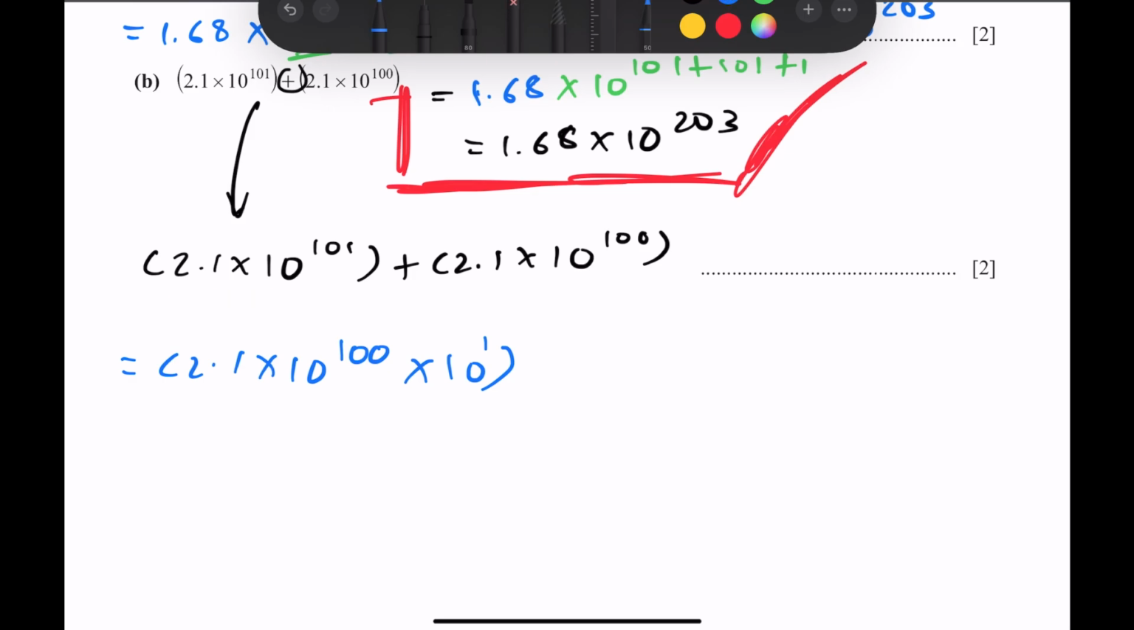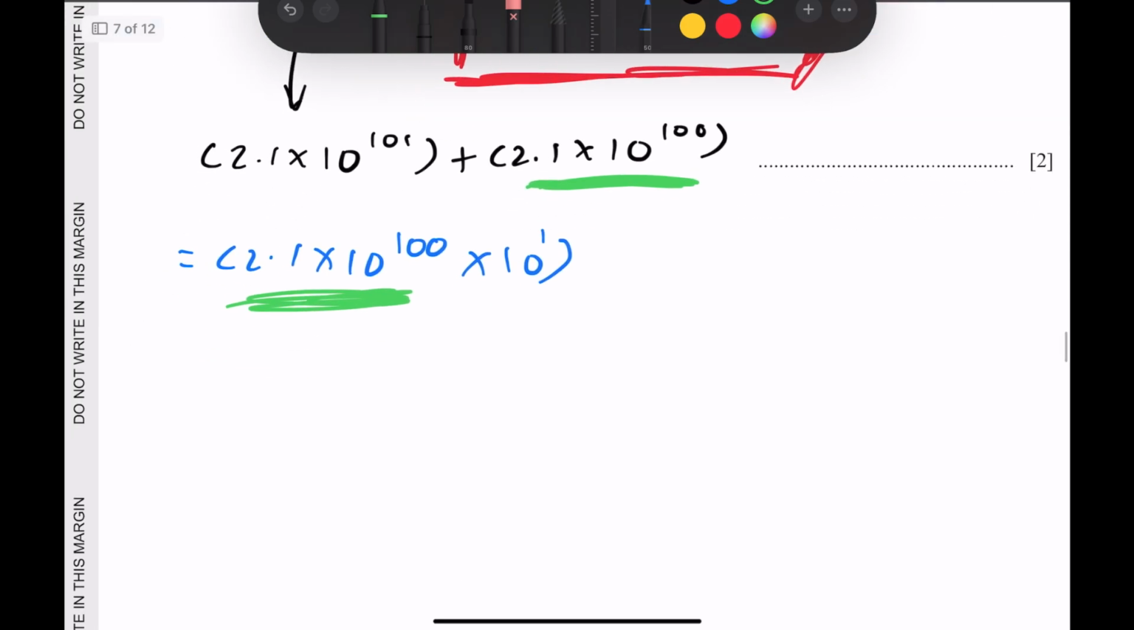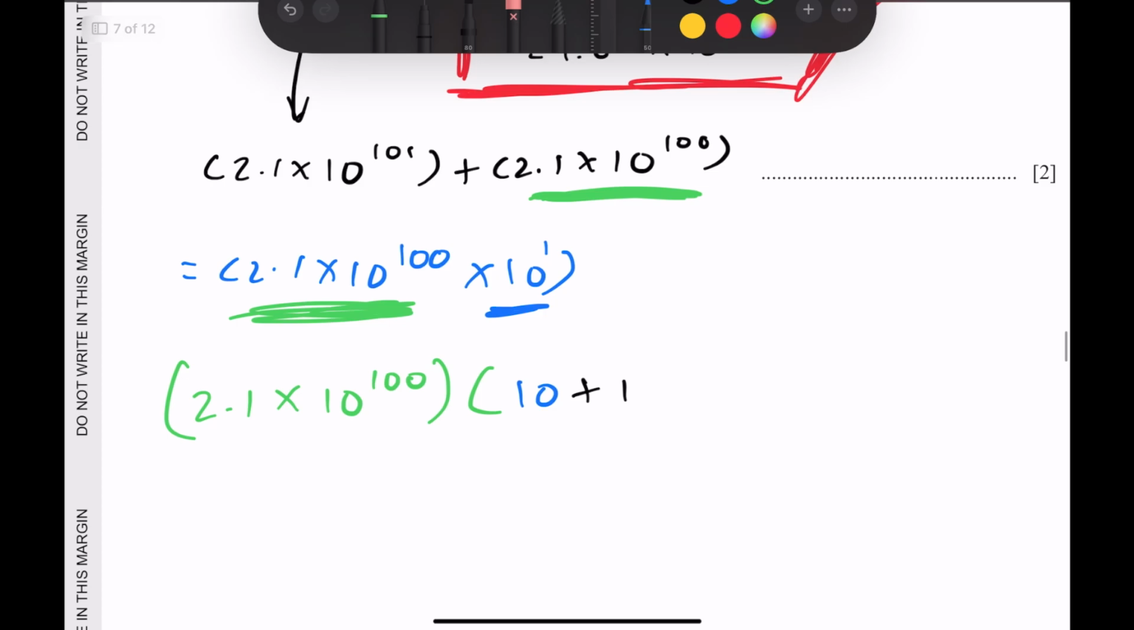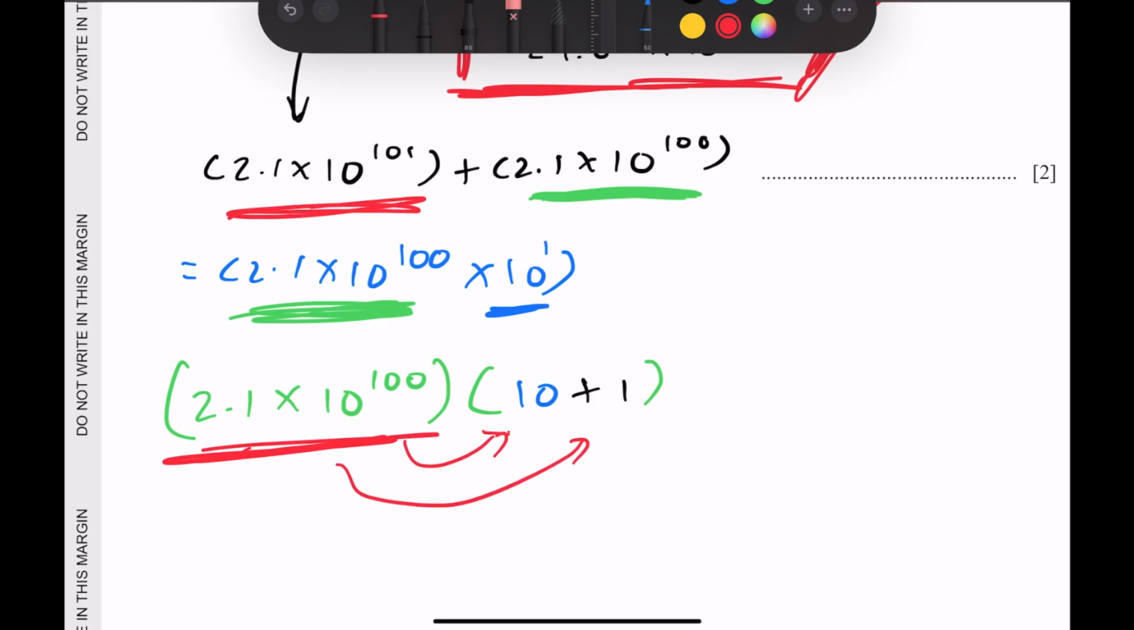So, as we can see, 10 to the power of 100 times 2.1 is also in the right hand term, which means that we can take this out and put it on one side: 2.1 times 10 to the power of 100, times what's left. What's left on the left hand term is 10, and what's left on the right hand term is nothing, so it's plus 1. This is because this common factor will act on 10 and 1 independently. When acting on 10, it produces the left hand term, and when acting on 1, it produces itself, which is the right hand term.